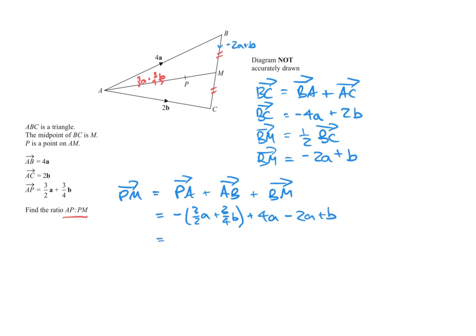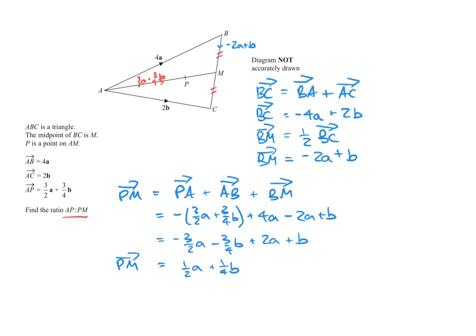Looks a bit messy. Let's get rid of the brackets and tidy this all up. Minus 3 over 2a, minus 3 over 4b, plus 4a, minus 2a, plus b. So now I've got 4a minus 2a minus 3 over 2a, so that's going to be a half a. B minus 3 over 4 b is going to be plus a quarter b. So P to M is equal to a half a plus a quarter b. So I now know the vector for this part and this part, so I can now work out my ratio.